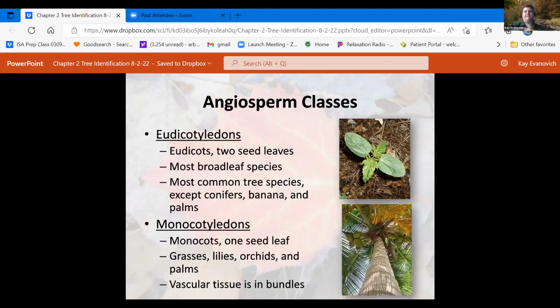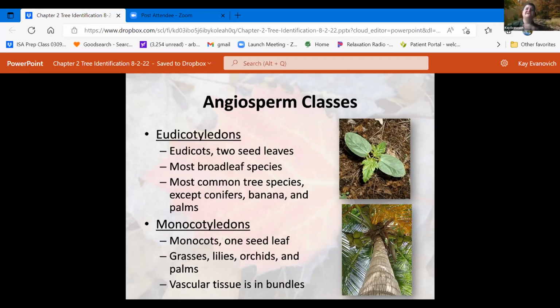Now, under that angiosperm class, you have Eudocotyledons, right? Eudocots means two seed leaves, right? So di, if we think back, di means two, right? So a Eudocotyledon has two seed leaves. Most broadleaf species fall in this category, and most common trees, as a matter of fact, except for conifers, bananas, and palms, right? So a palm is never a Eudocotyledon, right? They're a monocot, one seed leaf, mono, one, pretty easy to remember.